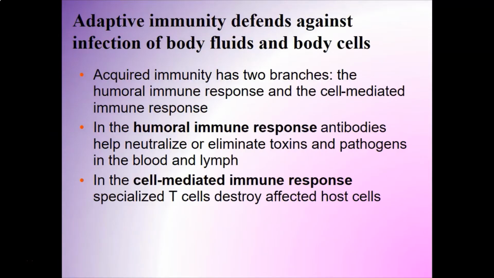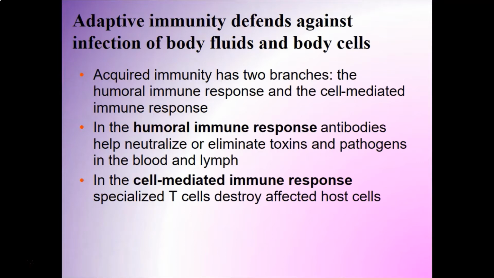The adaptive immune system has two major branches, and it protects against infection of body fluids and body cells. In the humoral immune response, we make antibodies that help neutralize or eliminate toxins and pathogens in the blood and lymph. We'll talk more about that. In the cell-mediated immune response, we make specialized killer T cells that destroy affected host cells. It is also a good combatant of cancer.